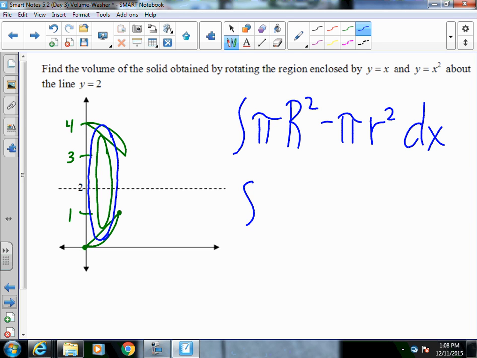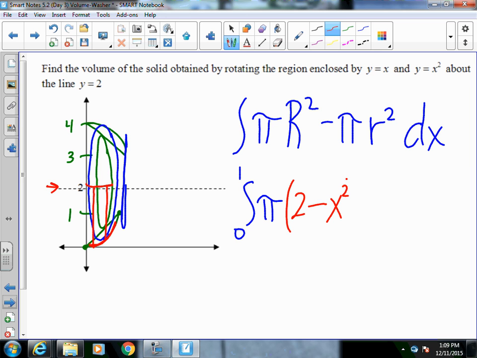So our limits of integration are from still 0 to 1, because they start at the x-axis and they go to this point, 0 to 1. Big R, we have to think about how long our big radius is. So always draw from this line we're rotating around to the original. So our big R is going to be this long. Or, just like our rectangle, top minus bottom, the top is a 2. The bottom is this x squared. So 2 minus x squared.